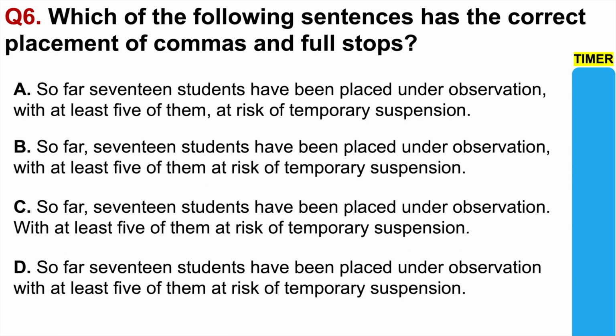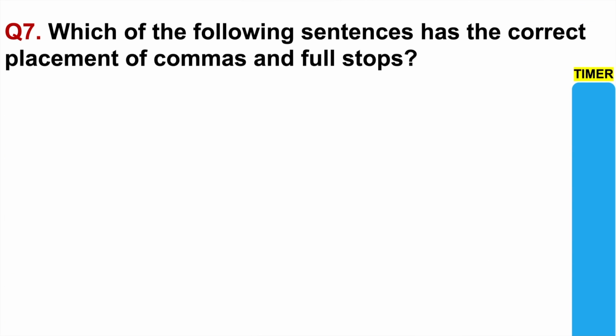So it reads, so far 17 students have been placed under observation with at least 5 of them at risk of temporary suspension. Only one of those sentences reads correctly. Which one is it? Here is your timer. Don't forget to put your answer in the comments section below the video. Here we go. Okay, brilliant. Well done. Move on to question 7.